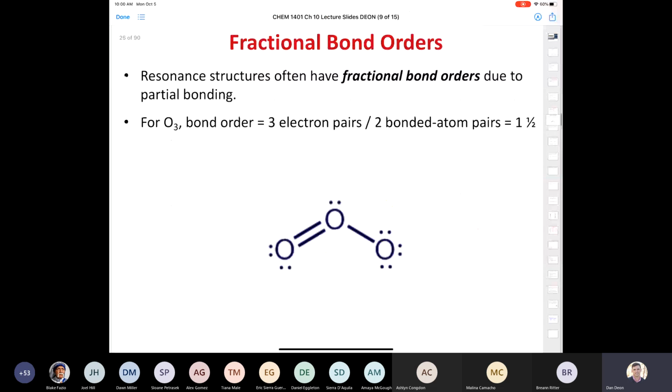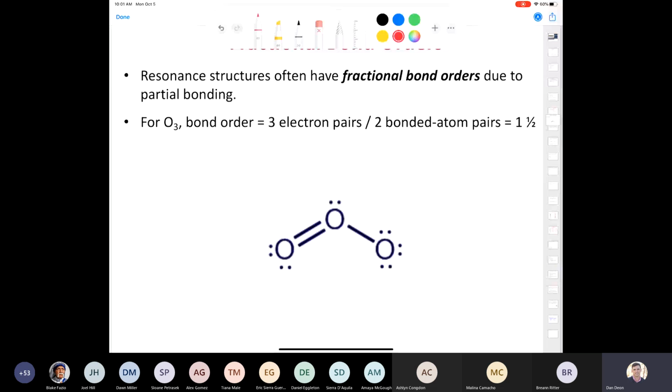It says that resonance structures have what are called fractional bond orders. And the way that we calculate that is we divide the number of electron pairs by the number of bonded atom pairs. Maybe I should start with the denominator first. How many bonded atom pairs do we have? We have a pair of bonded atoms here, and we have a pair of atoms there. So that's 2 bonded atom pairs. Okay, so that's that part. The numerator says the number of electron pairs. That means the number of shared electron pairs. Maybe I could even write that in there to help you out. We'll put in here shared, like that.